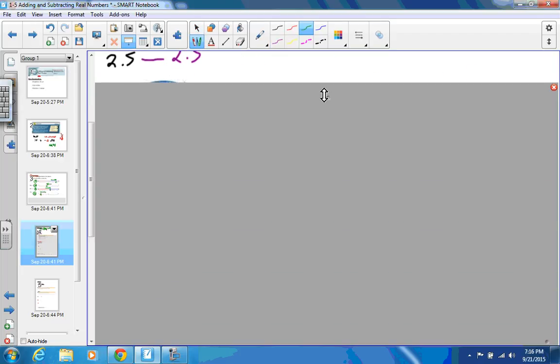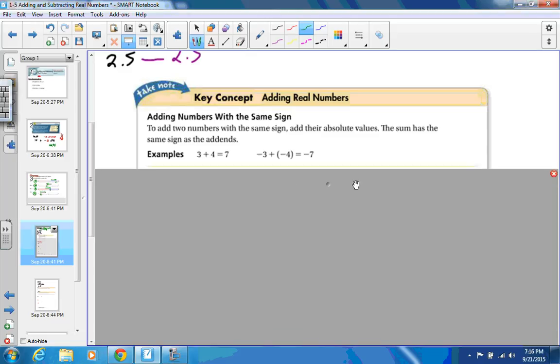So, first of all, here's some key concepts when we add real numbers. Adding numbers with the same sign. That means they're either both positive or they're both negative. To add two numbers with the same sign, add their absolute values, and the sum has to be the same sign as the addends. So if you look right here, the absolute value of 3 and 4 would be 3 and 4, so you get 7. And since they're both positive, the answer is going to be positive.